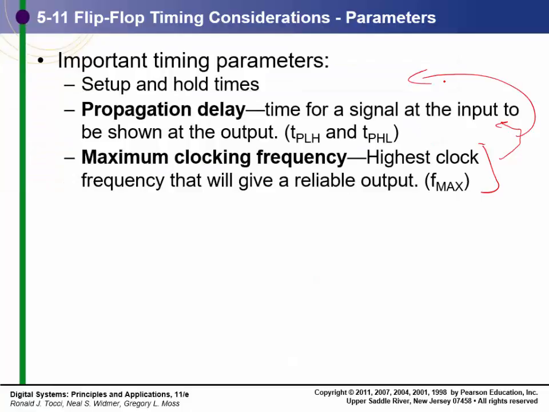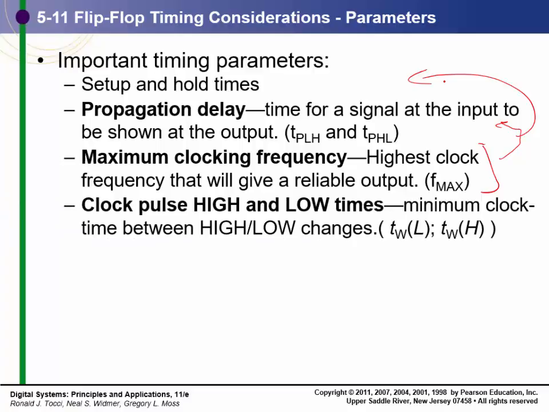Our maximum clock frequency is actually a function of both our propagation delay and our setup time, but in some cases also the hold time. So those all tie together. And also into that there is our pulse width and our minimum clock time between high and low, the rising and falling edge times.